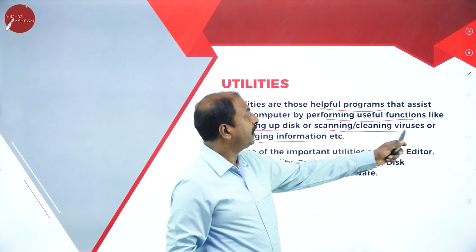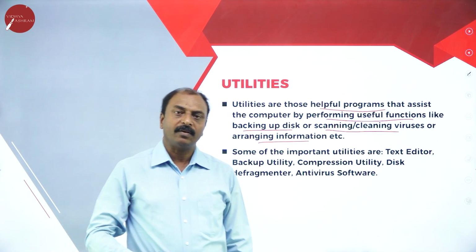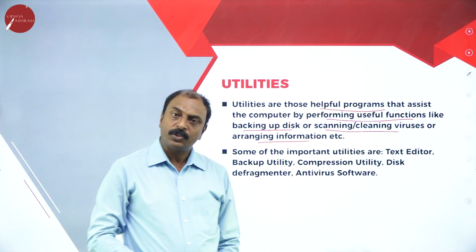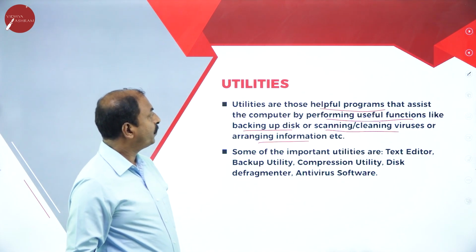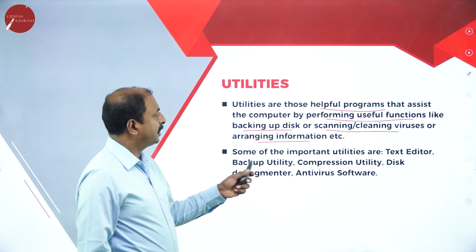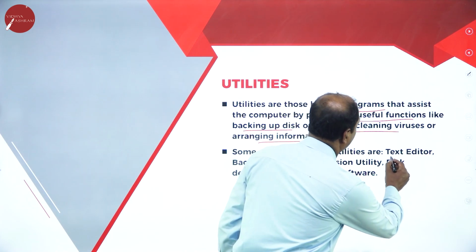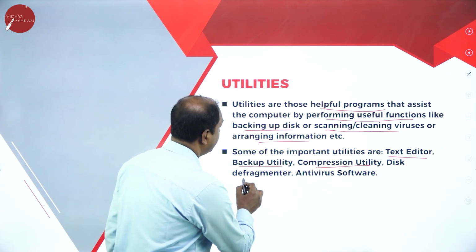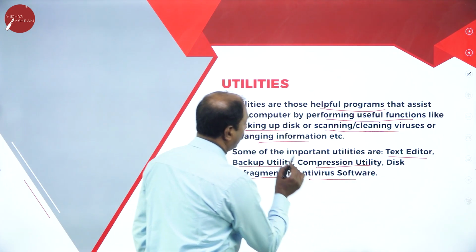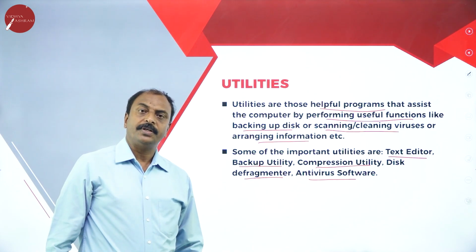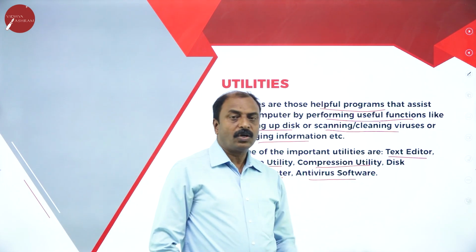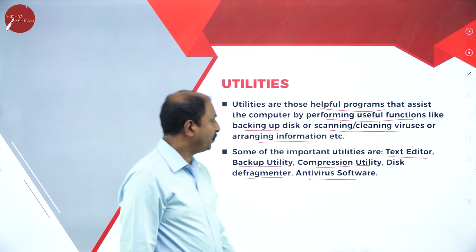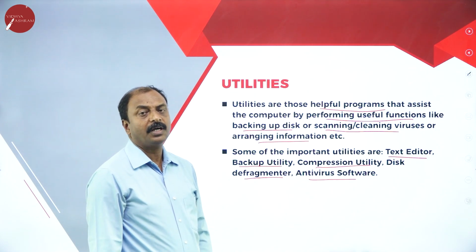And scanning or cleaning for viruses. So we are going to scan our computer system for different types of viruses. All these are different types of programs or utilities helpful for computer users. Some of the important utility software are text editor, backup utility, compression utility, disk defragmentation, and antivirus software. These are all different utility software. Now, all of you know what antivirus software is. It is software used to clear the virus in our computer system. So, it is also a type of utility software.